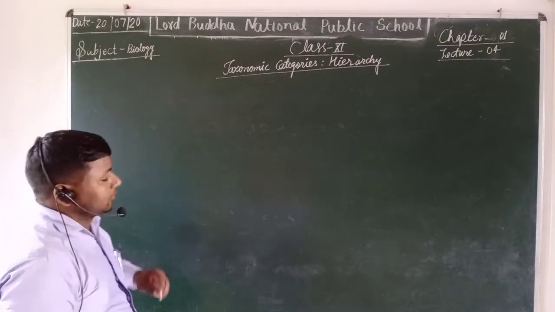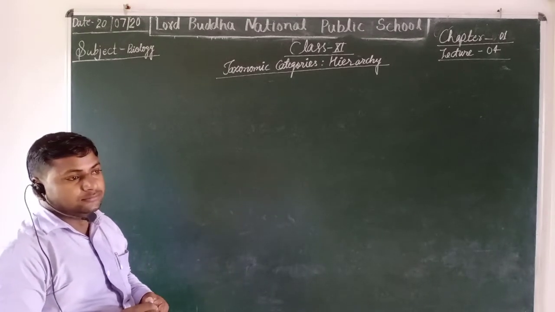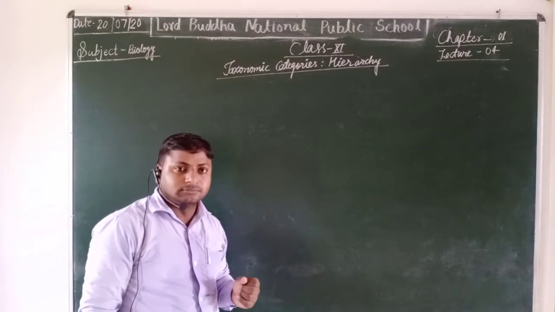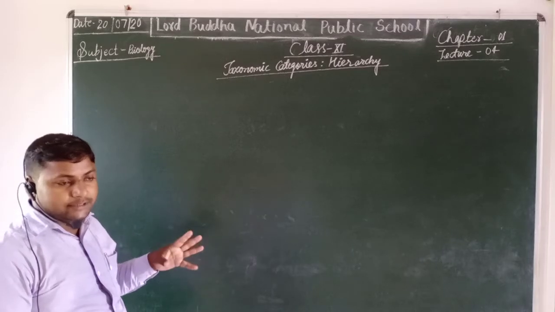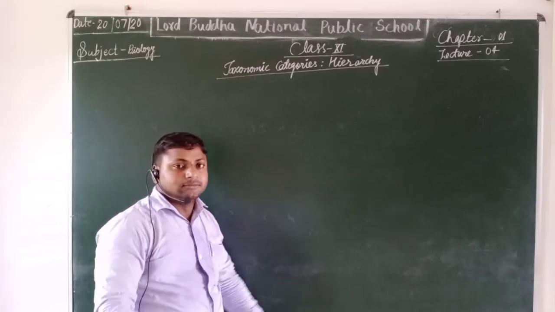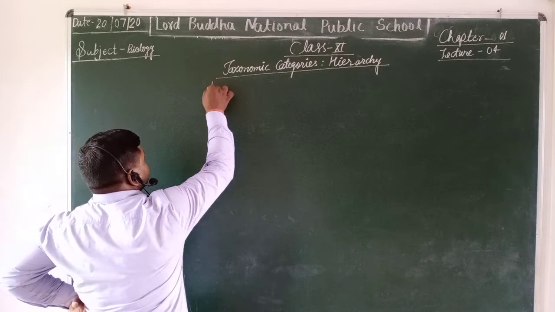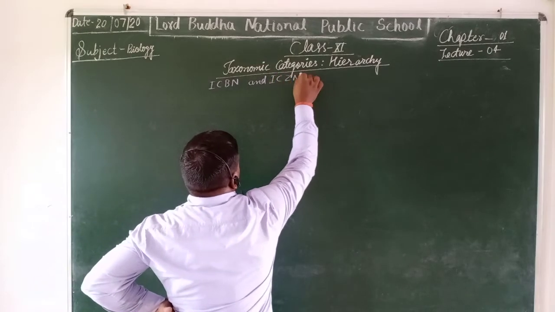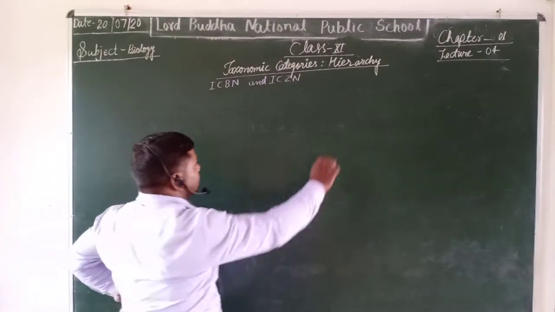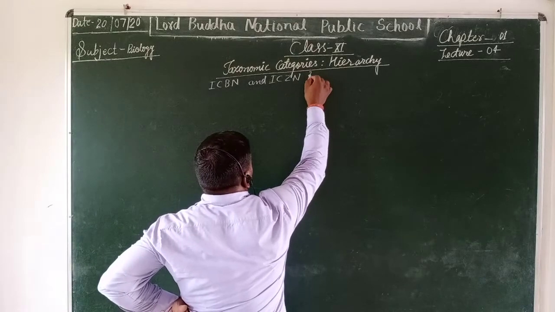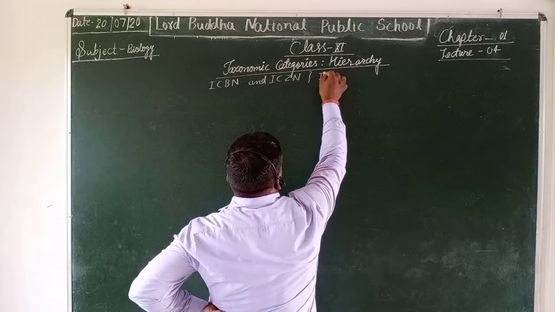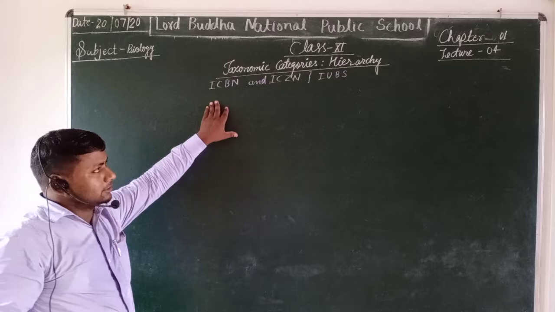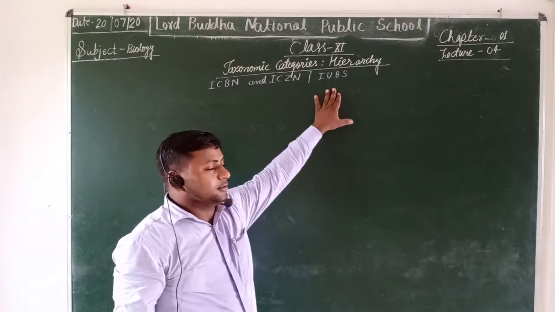Students, after classifying the vast number of animal and plant species into groups with the help of taxonomy, the laws, principles and methods are given by ICBN and ICZN, which are both governed under the IUDS. These both institutions work under the IUDS.